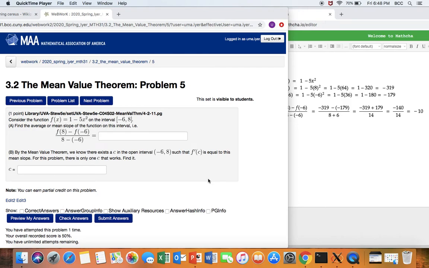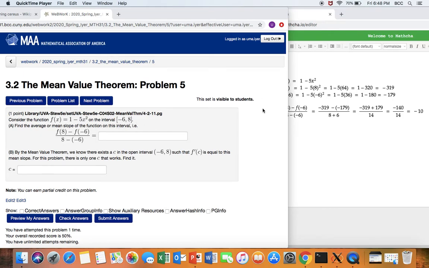Next, problem 5, section 3.2. Consider the function f(x) = 1 − 5x² on the interval [−6, 8]. Find the average or mean slope of the function. Average or mean slope means the slope between the points corresponding to the endpoints: (−6, f(−6)) and (8, f(8)).